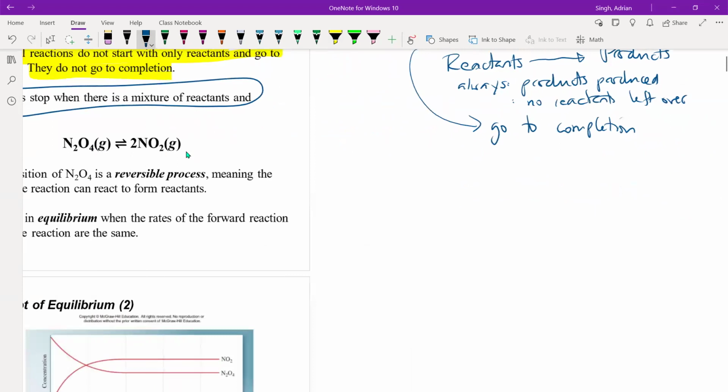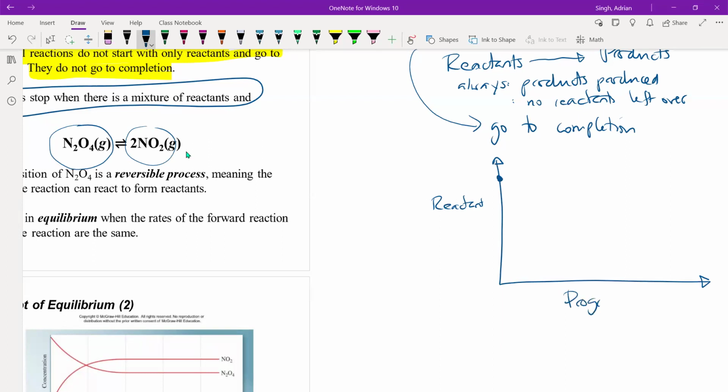An example here is dinitrogen tetroxide, N2O4, reacting to produce nitrogen dioxide. So let's say we're going to start off with a certain amount of the reactant, N2O4. Let's say this is our reactant concentration to begin with, and this is the progress of the reaction on the x-axis. Obviously at the beginning, at time equals 0, we have only reactants present. What we would expect is that as time passes, the amount of reactants is going to decrease, and we would assume that it will decrease all the way down to 0.